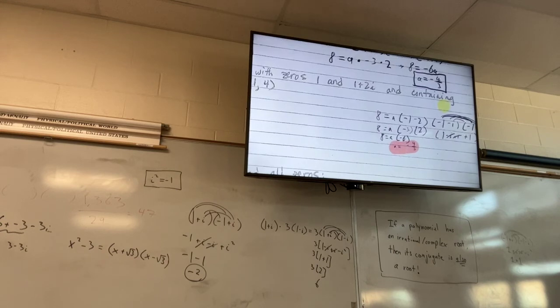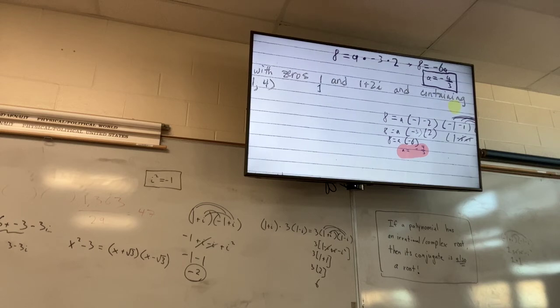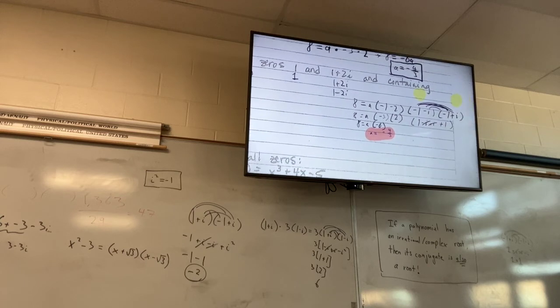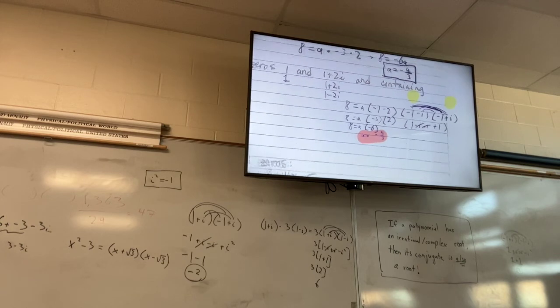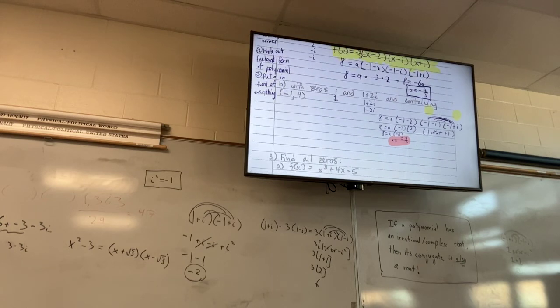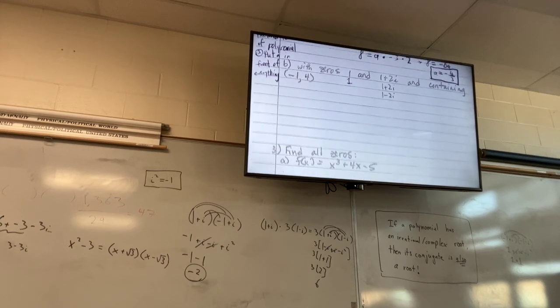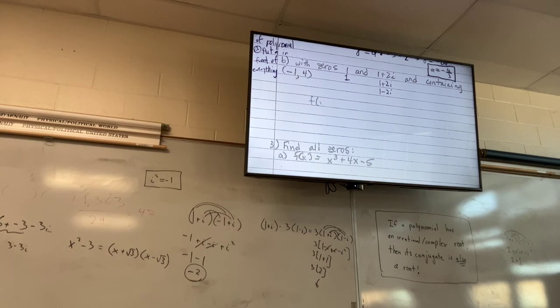So I just want to say though, what would our third zero here be? Kayla, what would my third? So one zero is 1, another zero is 1 plus 2i. What would my third zero be? Good job. Okay, I just want to make sure we understand that. Good. So then f of x equals some a, arbitrary, not arbitrary, but some a times x minus 1 plus 2i, times x minus 1 minus 2i. Okay.